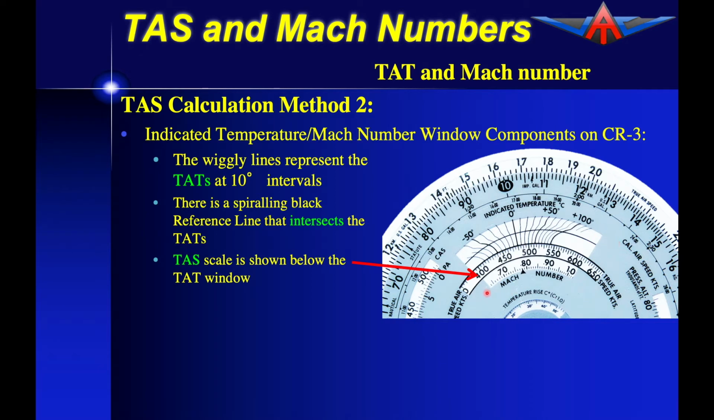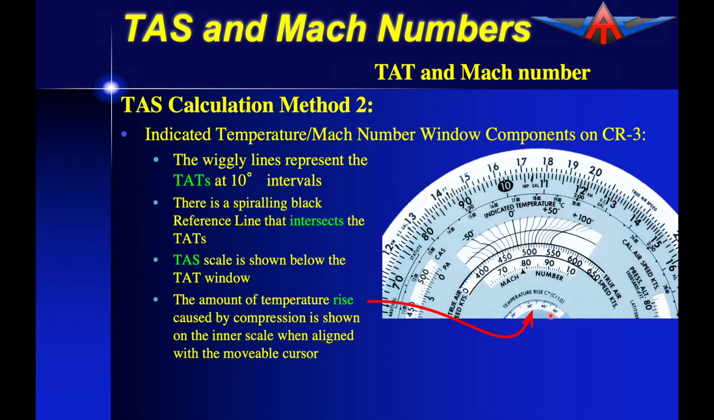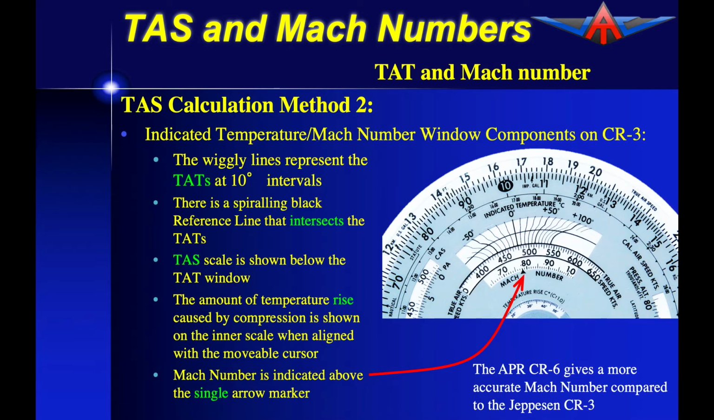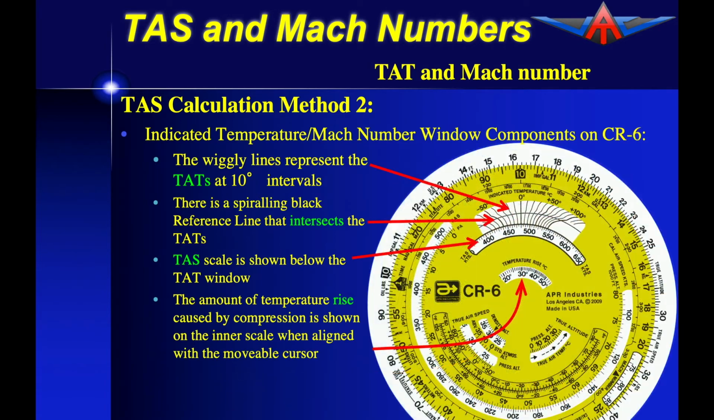There's a TAS scale down here representing our true airspeed, and down the bottom here we have the rise in temperature that corresponds to this particular Mach number. So in this case we've got Mach 0.78, and we can identify the temperature rise when we use the cursor down in this window. The Mach number is also identified. Just remember, the APR gives us a more accurate Mach number compared to the Jeppesen. We have the same sort of scales, the only difference is the Mach number is on the outside rather than being somewhere in this vicinity.